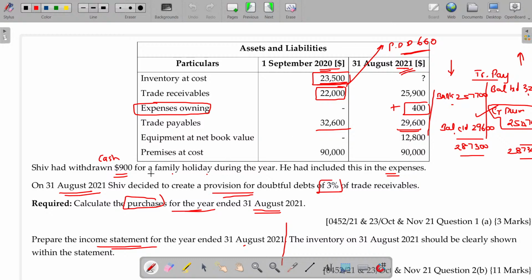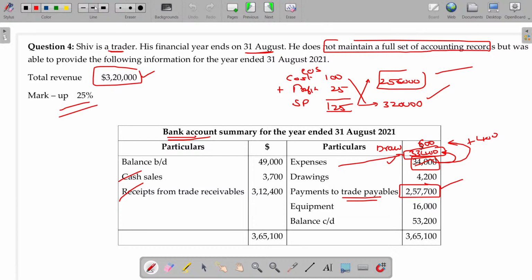Drawings 900. Sorry, this is 900. Okay, I subtracted only how much? 600. No, so I have to subtract 900 for this, and the balance being the expenses, 3,300. Is that clear? Outstanding owing 400 will be addable. So now the expenses for the period being 33,500.